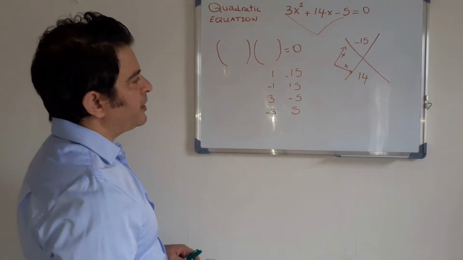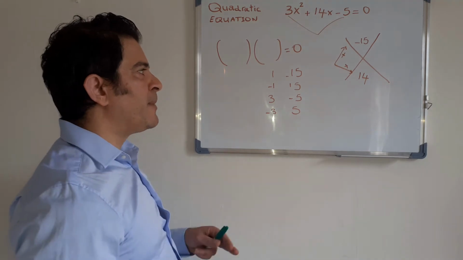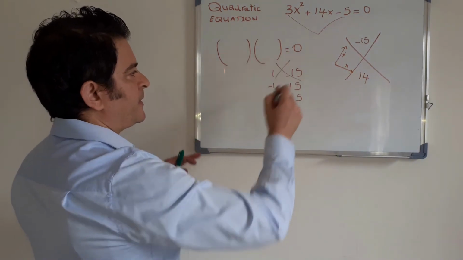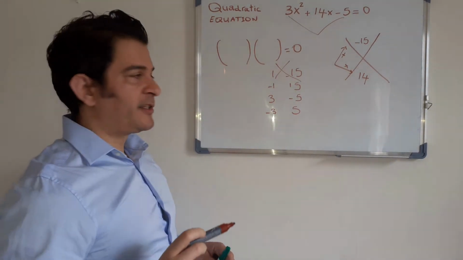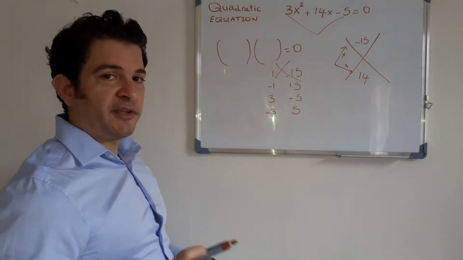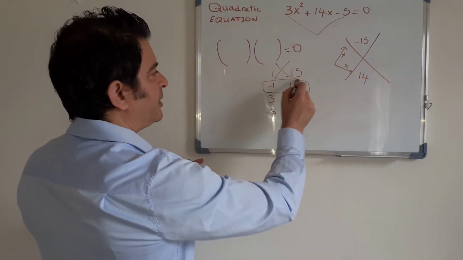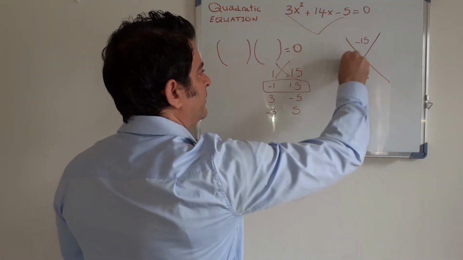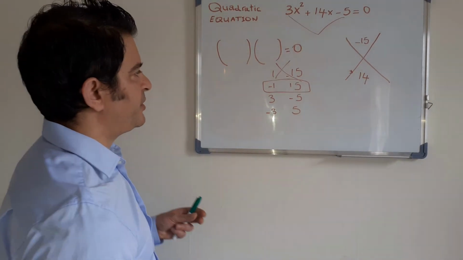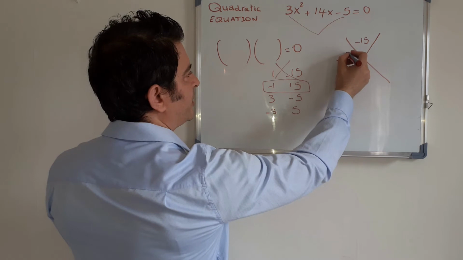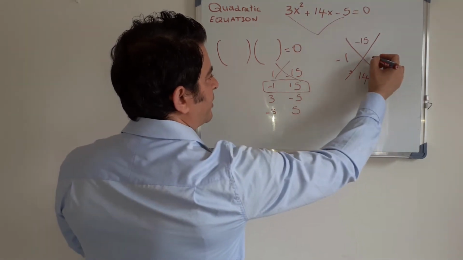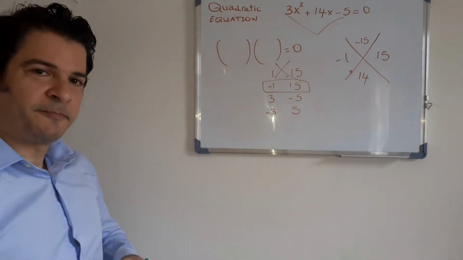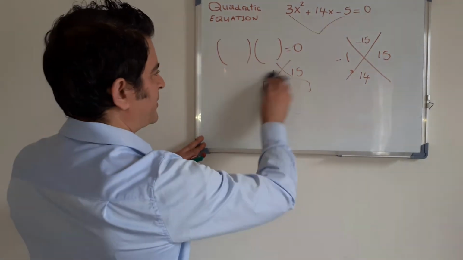So the first one, 1 and minus 15, yes, it gives minus 15, but the sum gives us a negative 14, so that's out of the way. Minus 1 and 15 gives us minus 15, correct, and 15 minus 1 gives us 14, so this is the correct combination. So what we need to do is put the first number, minus 1, on the left side, and on the right side we put 15. Okay, you follow me?